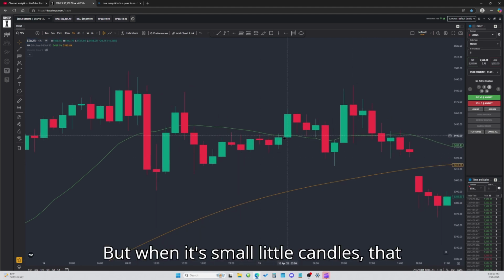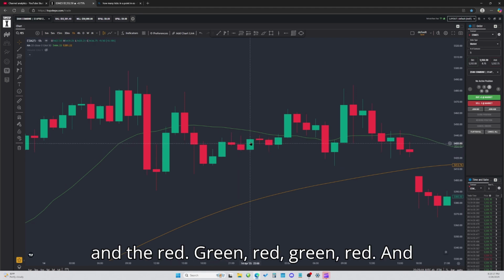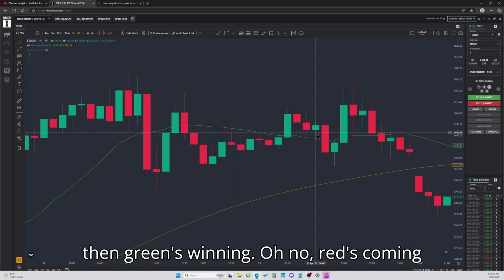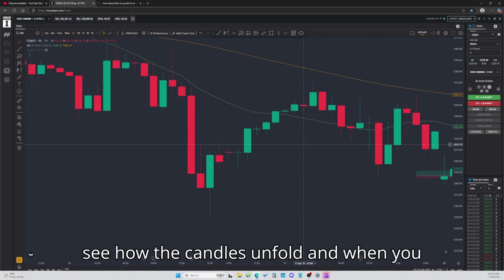But when it's small little candles, that means it's like a fight between the green and the red. Green, red, and then green's winning. Oh no, red's coming back. Red's winning. Oh no, green's winning. So you got to kind of see how the candles unfold.